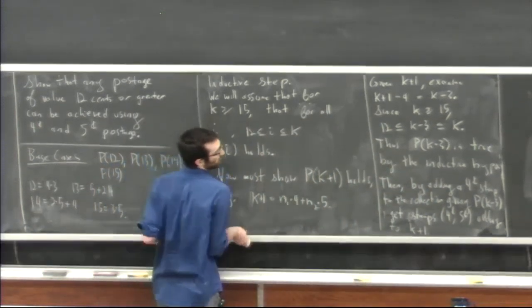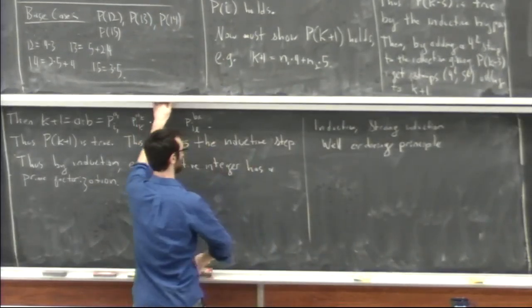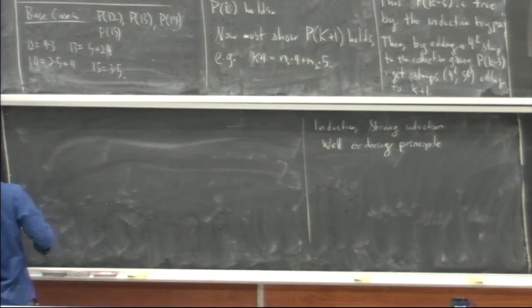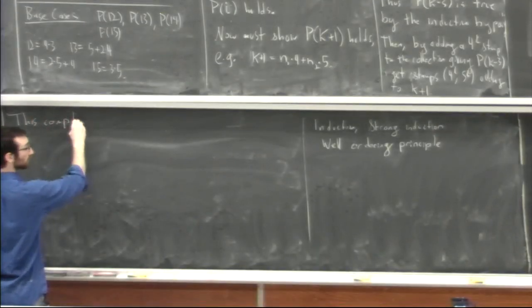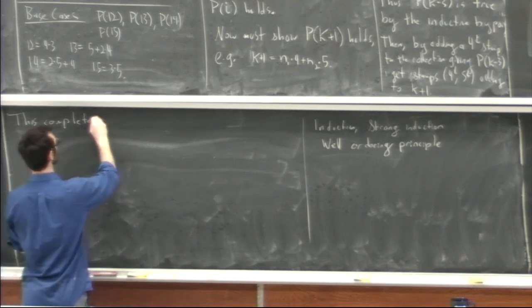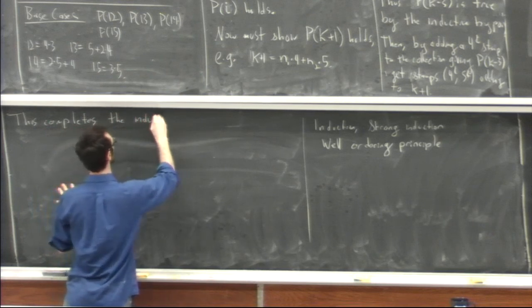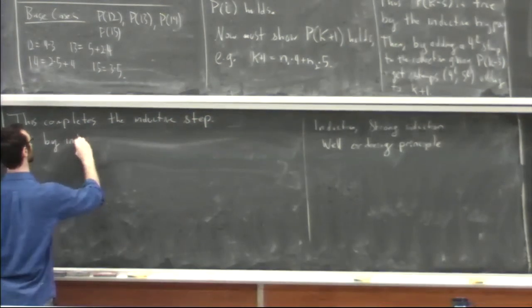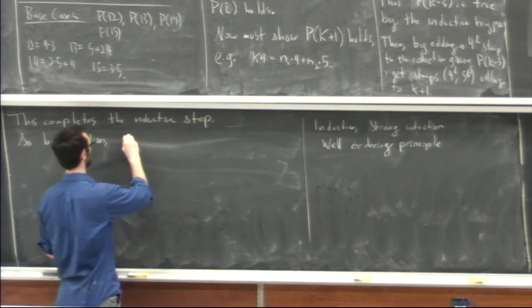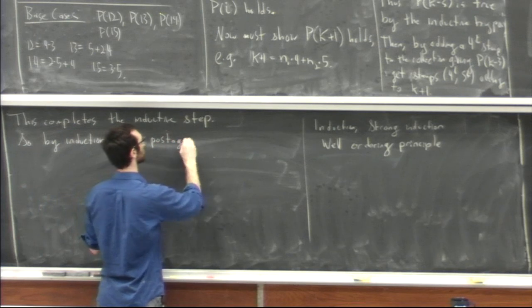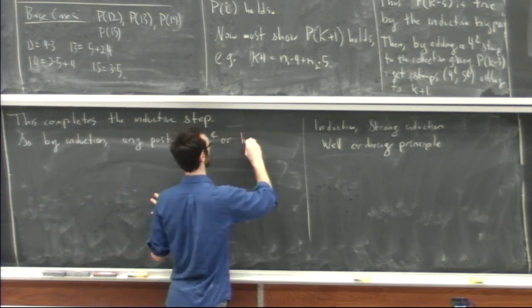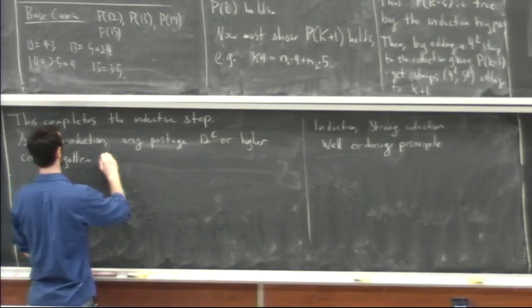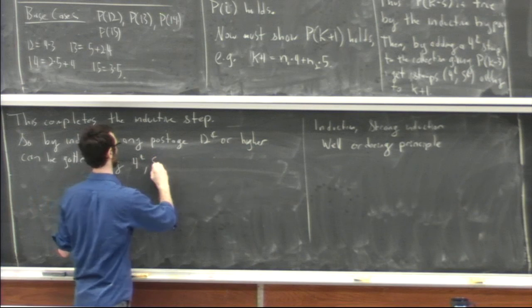And then just to be very thorough, I would say this completes the inductive step. So by induction, any postage of 12 cents or higher can be gotten using 4-cent and 5-cent stamps.